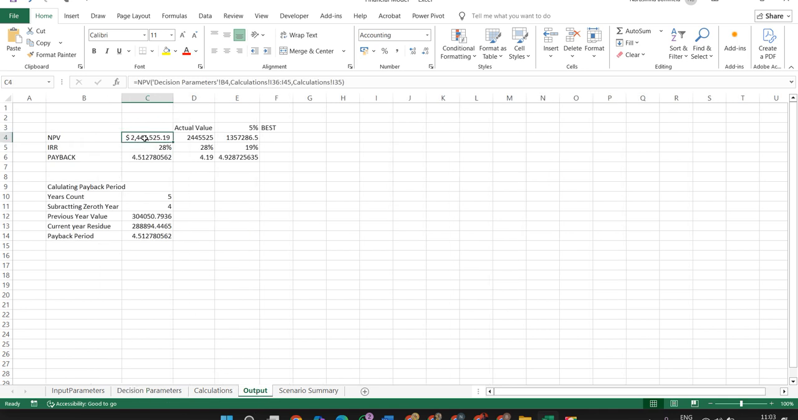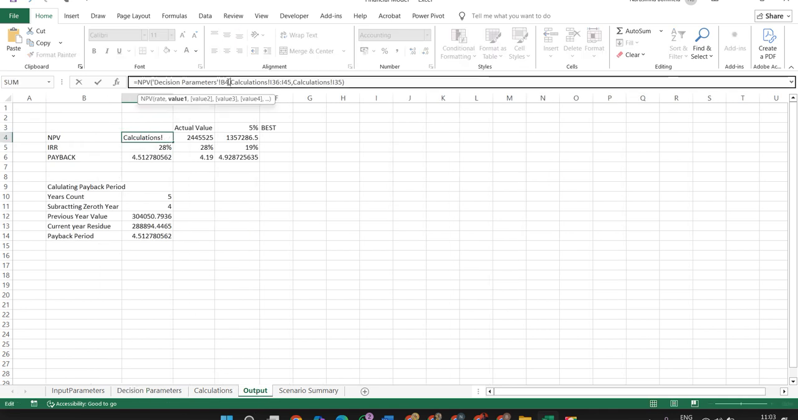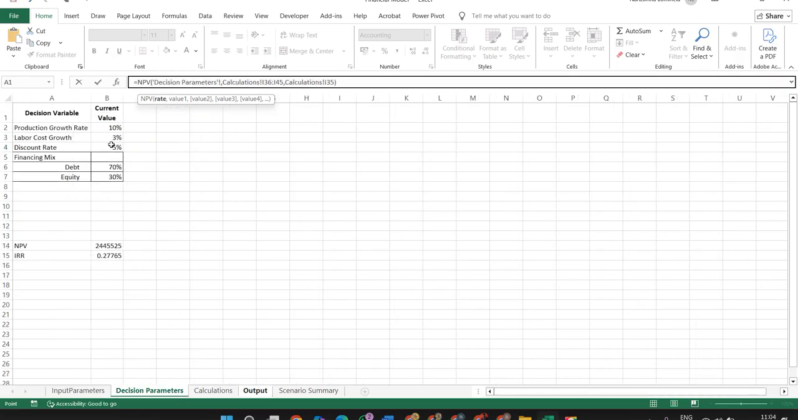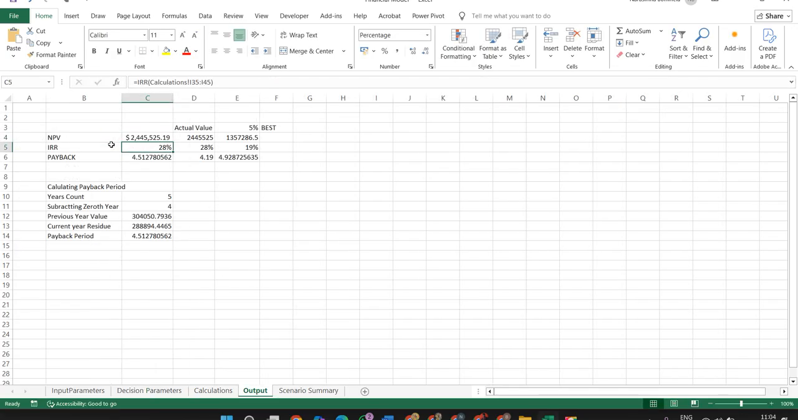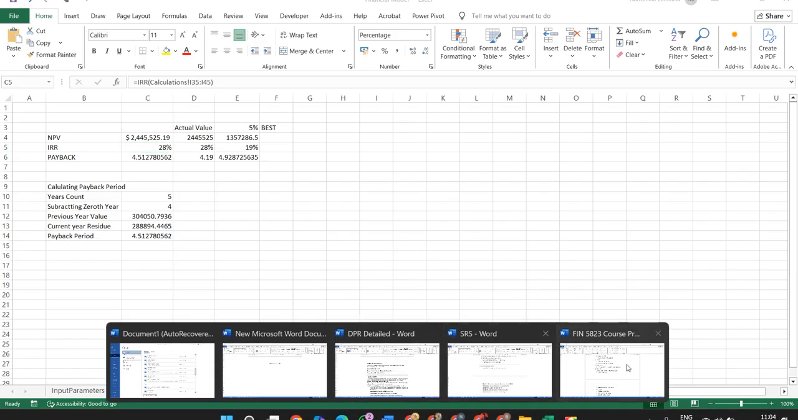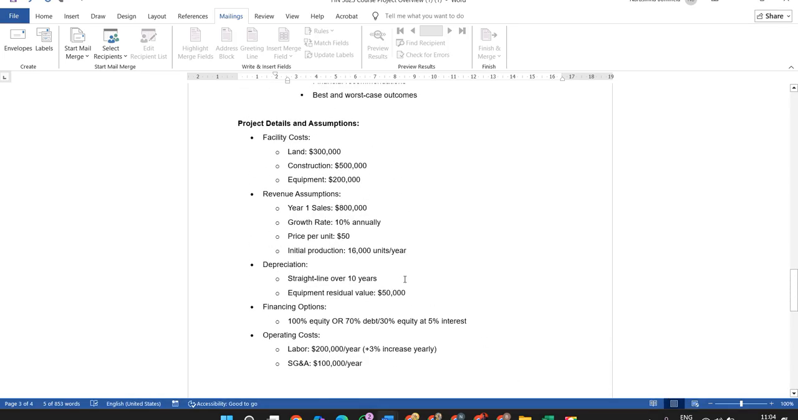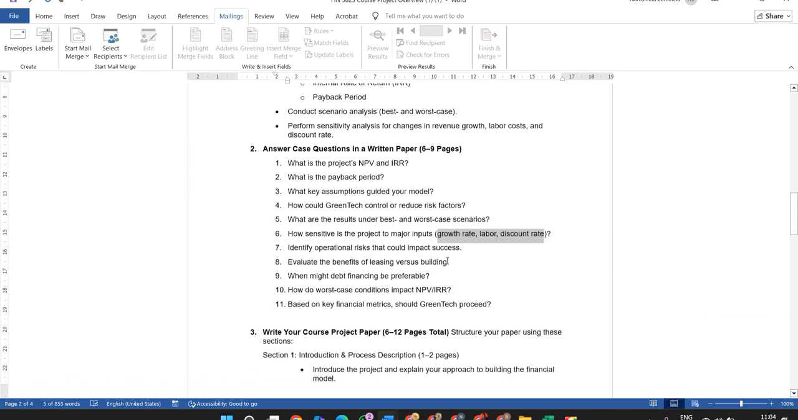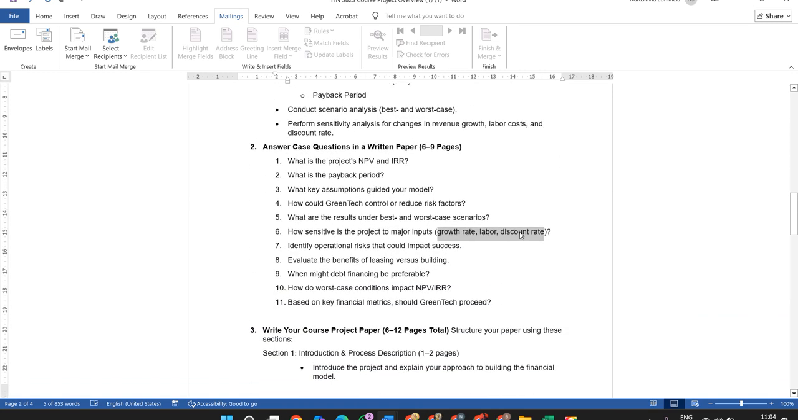So come to NPV here. Usually it will be showing input 17 column, maybe like the input decision variable interest, this value it might be showing. Now we change that to the discount rate in decision variables. The remaining is all good, that is the only change we should make. Because in the requirement document, it is clearly asked us to evaluate how these three changes, growth rate, labor and discount rate, are sensitive to the major outputs.